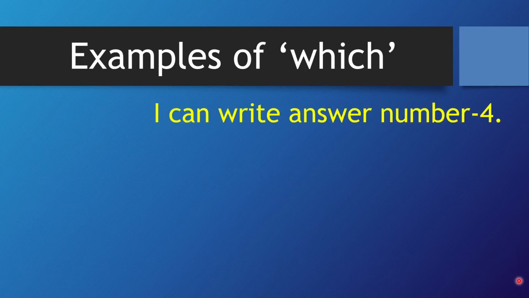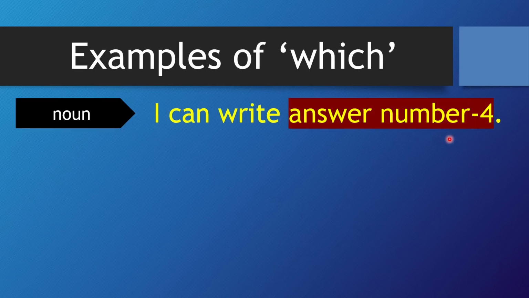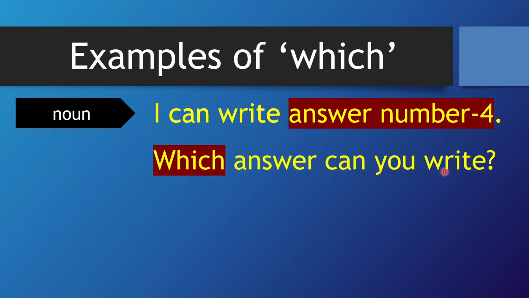Now let me give you examples. I can write answer number 4. Here, answer number 4, this is showing noun. So the sentence will become, which answer can you write? So it starts with which to indicate answer number 4. After that, noun, we are writing answer. Then the modal verb, can is working as the modal verb here. Then the subject, I is given. But when we make the question, I will become you. And at last, there will be verb write. So which answer can you write?